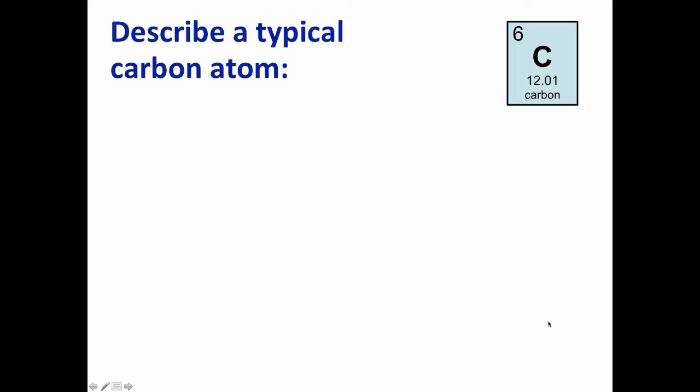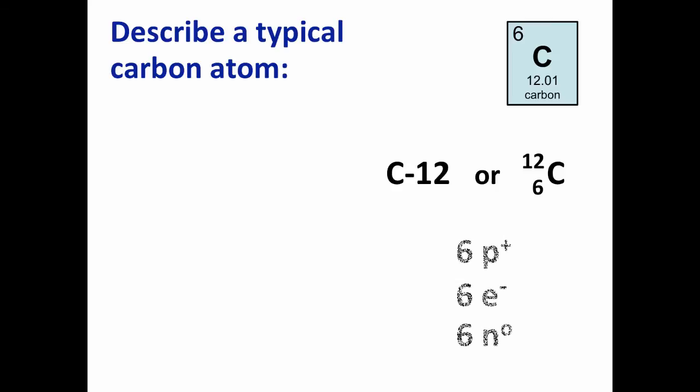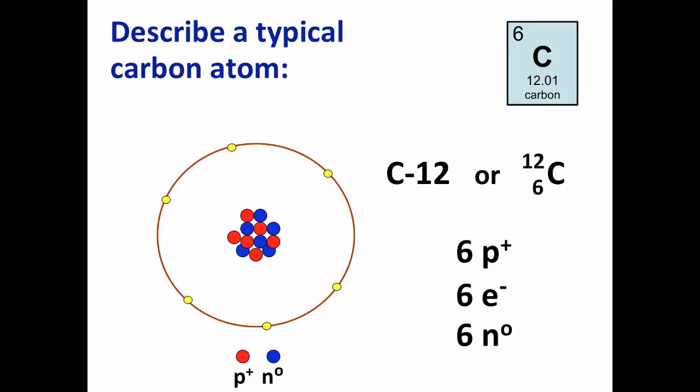Okay, so let's try this with carbon, and let's describe a typical carbon atom. Hopefully you'd look at the 6, and you'd say that that means it has 6 protons and 6 electrons. You'd look at the 12.01 and say, well, that's pretty close to just 12. So probably the most common type of carbon has a mass number of 12. So we say carbon 12 written this way symbolically or this way symbolically, and 12 total protons and neutrons with 6 protons means there have to be 6 neutrons. And then again, our sort of simplistic way of drawing this might be to represent protons and neutrons in the nucleus and then electrons surrounding it.